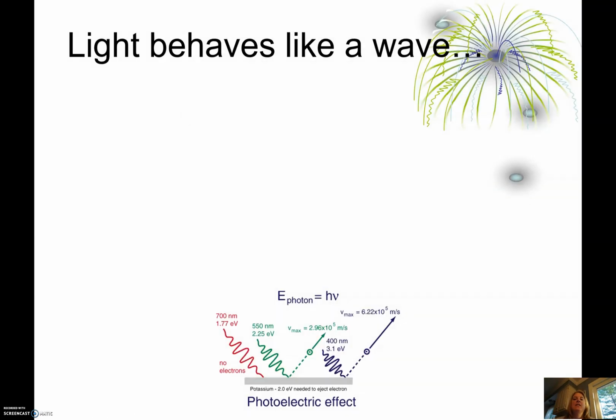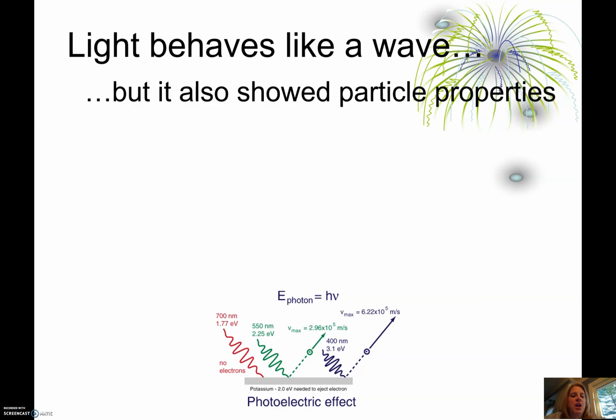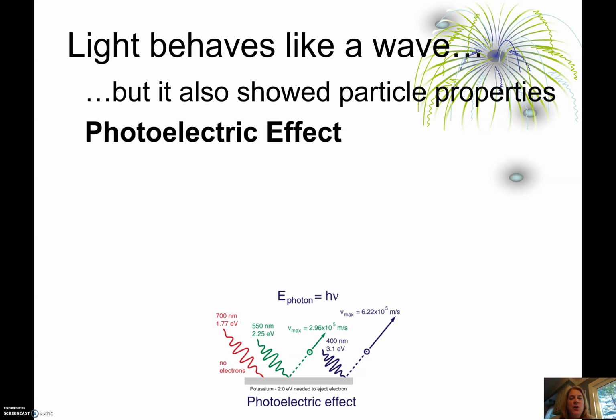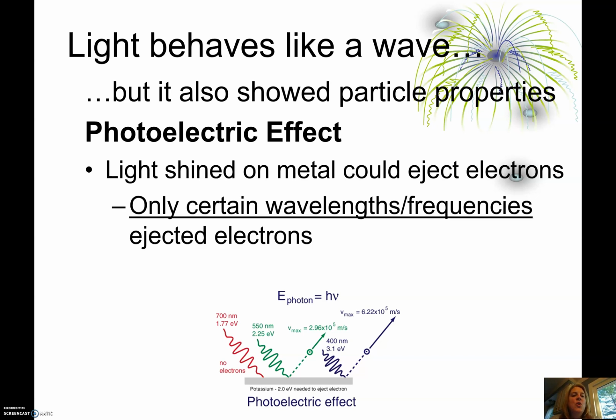Now, light behaves like a wave, but it also has particle properties. What? How can light be a wave and a particle? Well, the photoelectric effect was an experiment that Einstein used to show that light had particle properties. What the photoelectric effect is, is that if you shine light that has enough energy, a high enough frequency, a short enough wavelength, on metal, you can eject electrons. You can strip them away from their atom.